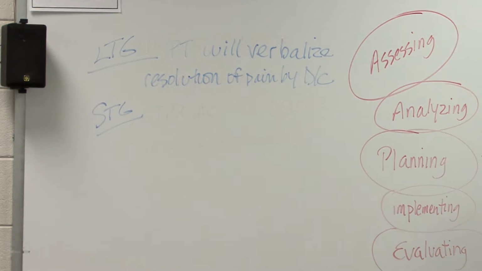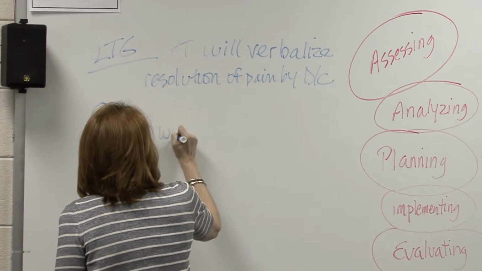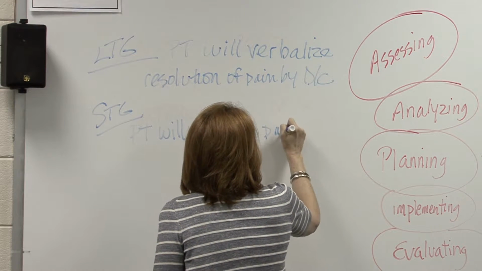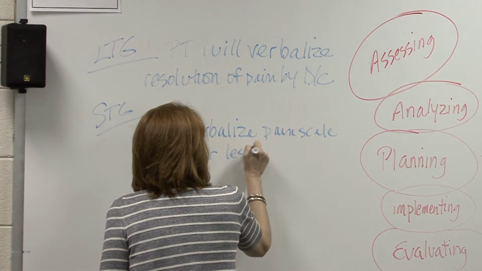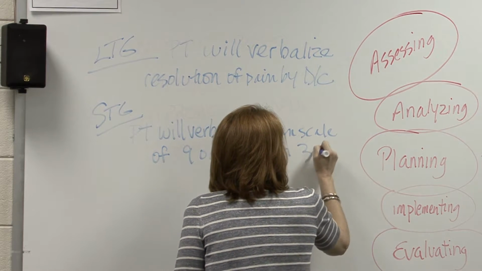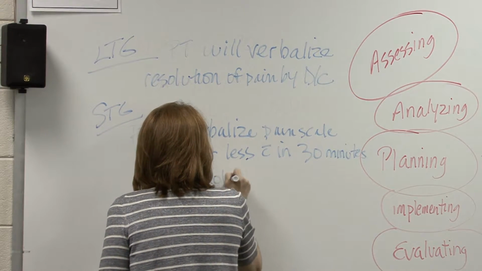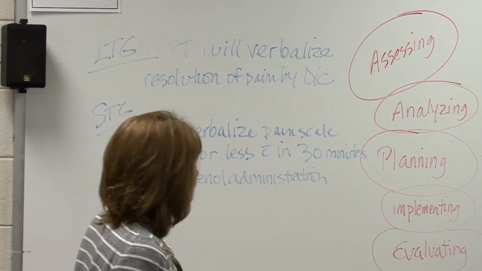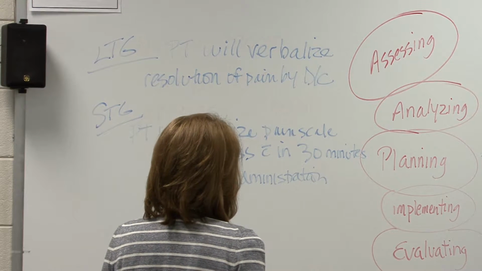And remember when I told you about these three little things right here? These become your short-term goals. Okay? So your first short-term goal is the patient will verbalize pain scale of 9 or less within 30 minutes of Tylenol administration. Okay? Patient will verbalize pain scale of 9 or less within 30 minutes of Tylenol administration.